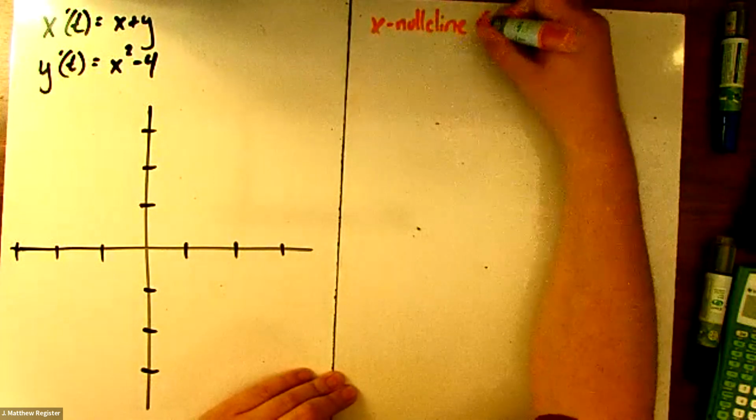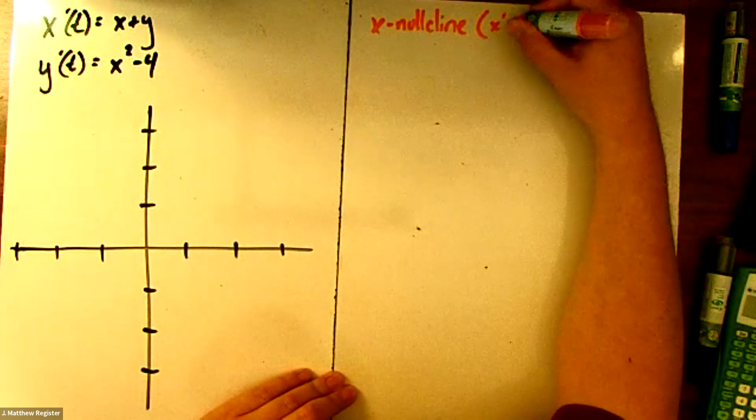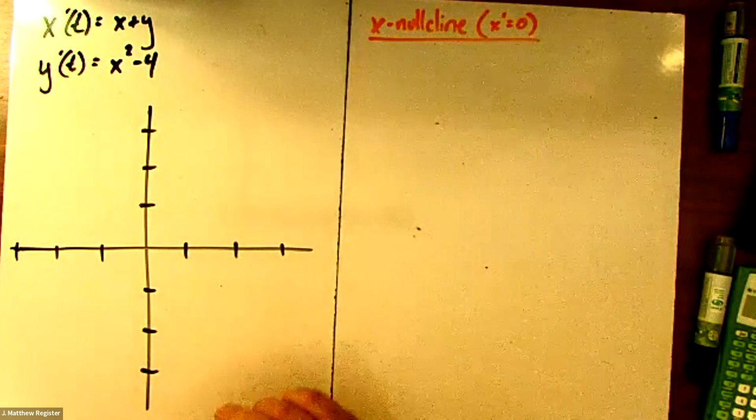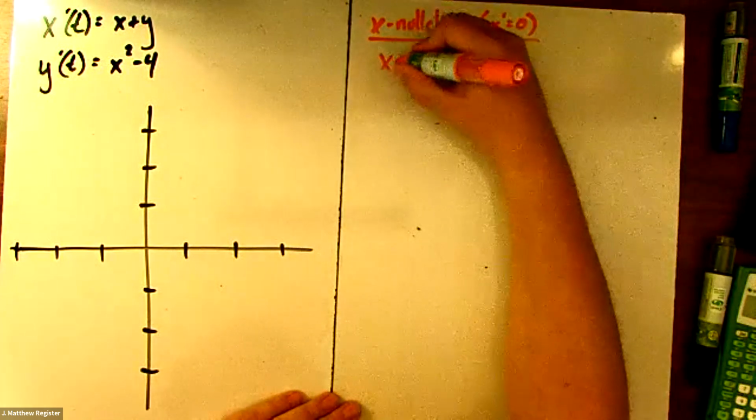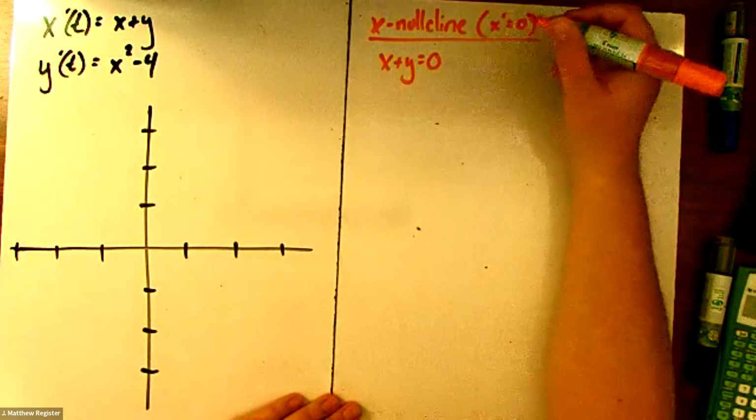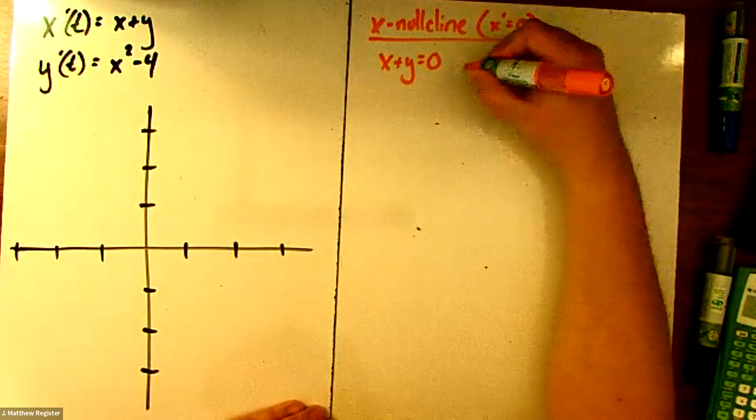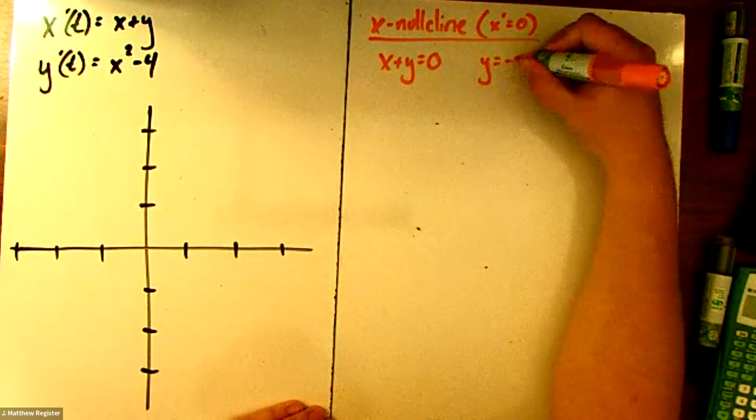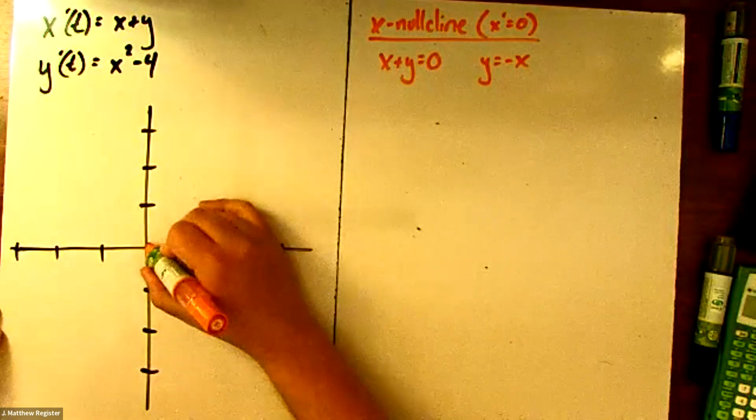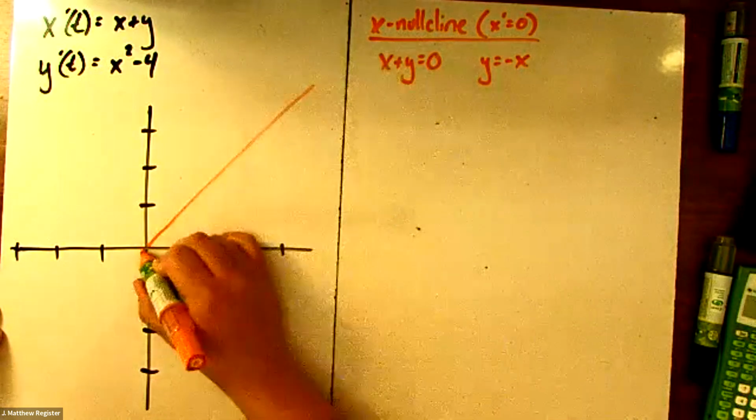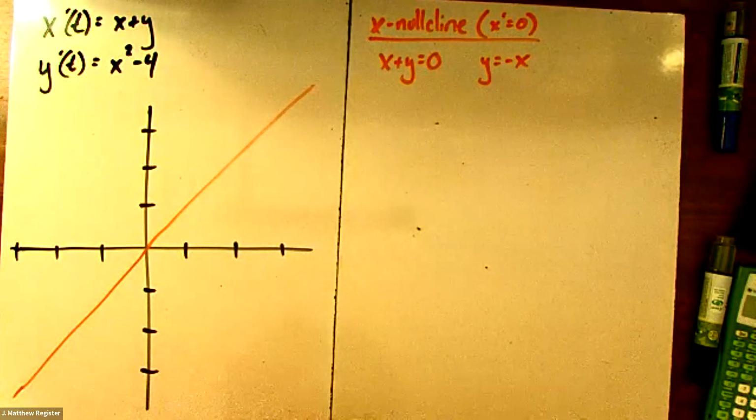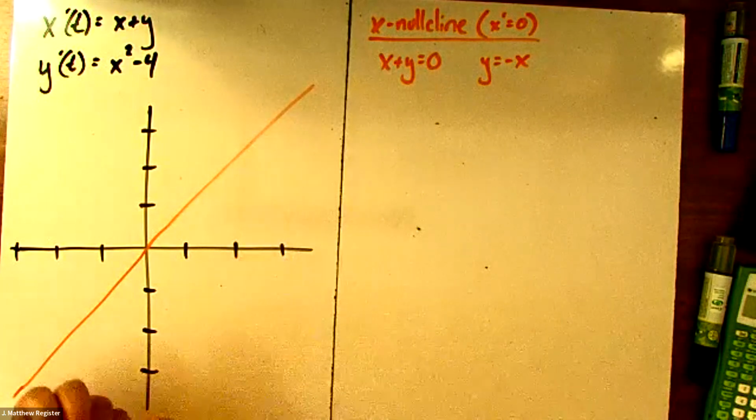So our x null line is when we have x prime equal to 0. And if x prime is equal to 0, we have x plus y is equal to 0. And if x plus y is equal to 0, that tells us that y is equal to negative x. Well, y equals negative x is a graph which just looks like this. Goes at 45 degrees. And so this would be our x null line.